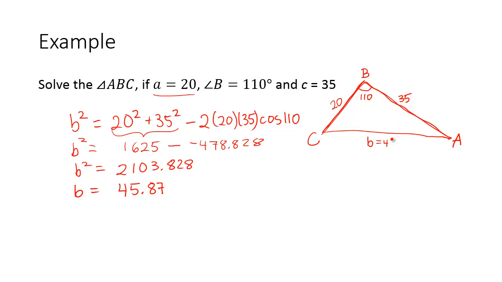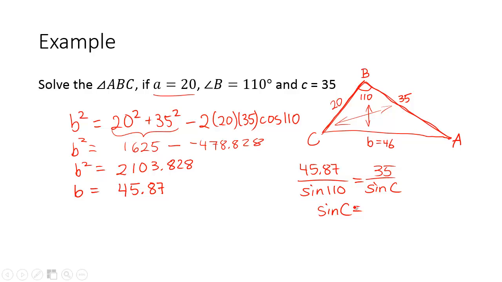Let's just round it to 46. Okay, now we need the other angles. And so because now we have a pair of opposite data, we can find the other angles. So 45.87, I'll just keep it precise, over sine of 110 is going to be the same as, let's say, the C proportion. So that'll be 35 over sine C. So that becomes sine C equals 35 times sine of 110 divided by 45.87.